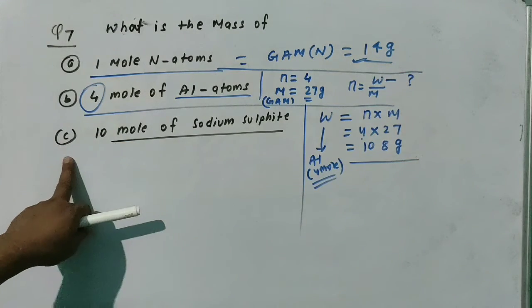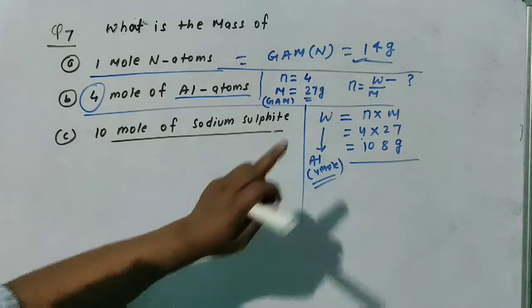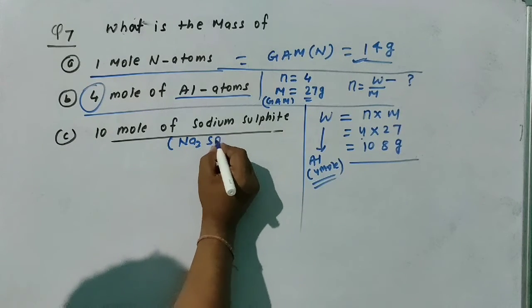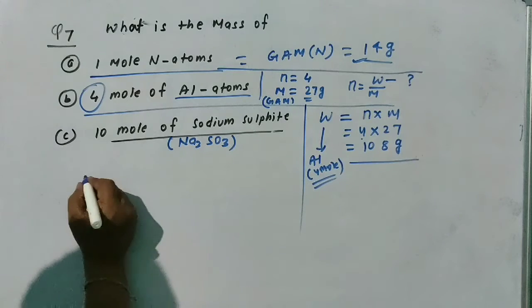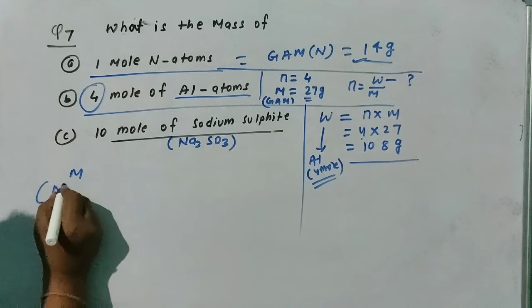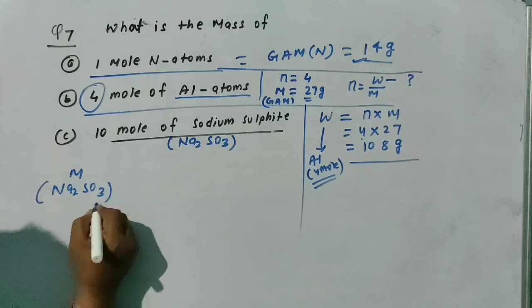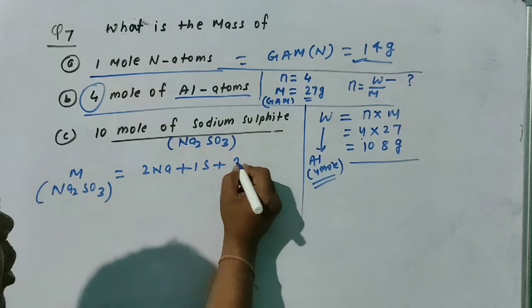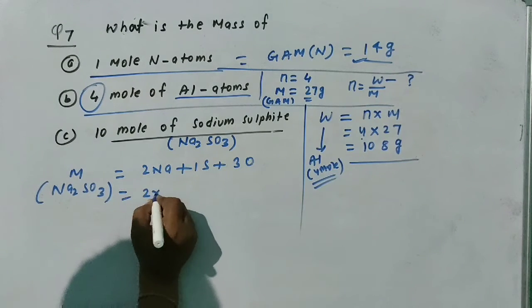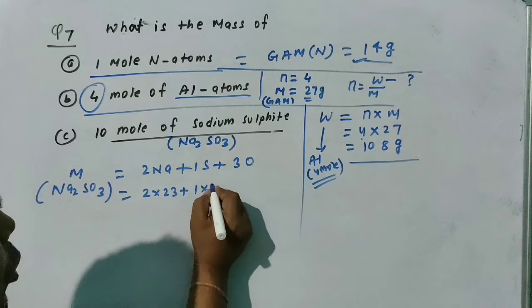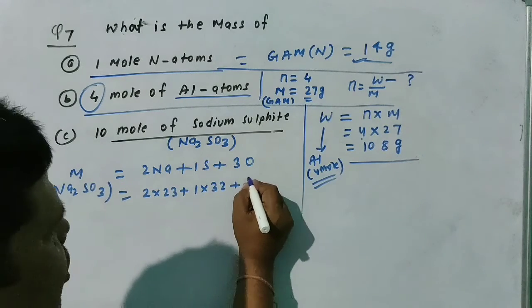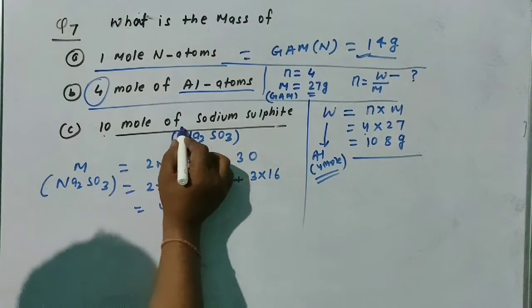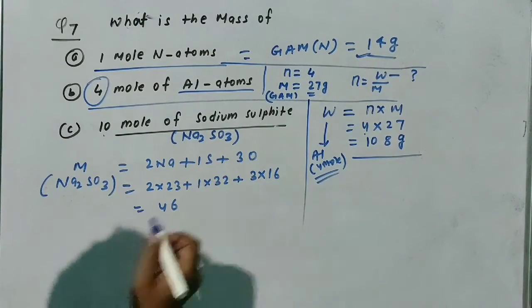Now question number C, 10 mole of sodium sulfite. What is the chemical formula of sodium sulfite? Na2SO3. Now molecular mass of sodium sulfite Na2SO3, first we have to calculate 2 sodium plus 1 sulfur plus 3 oxygen. 2 sodium, that is 2 into 23 plus 1 into 32 and 3 into 16. So we have to calculate 10 mole of sodium sulfite.